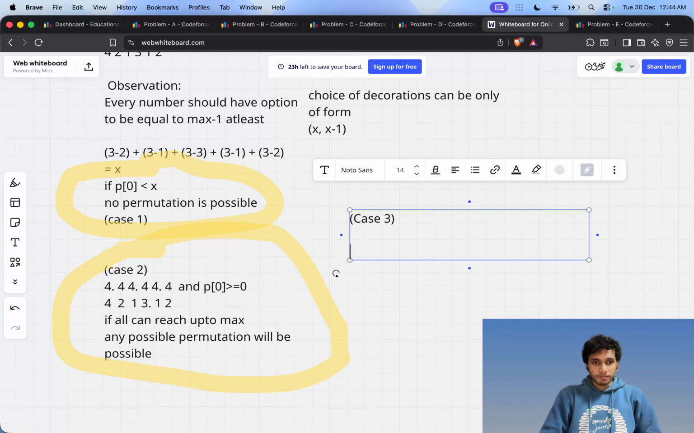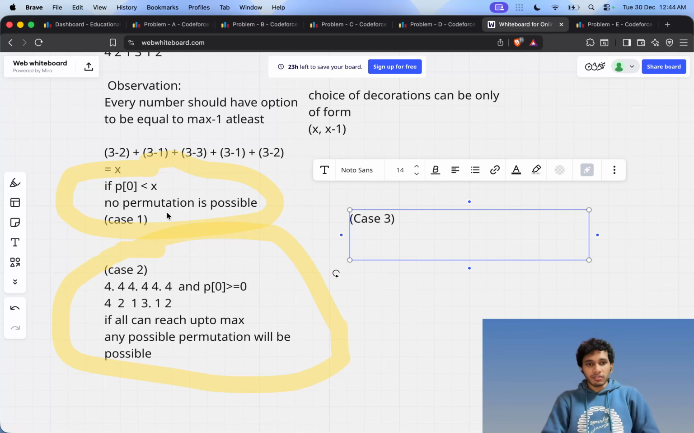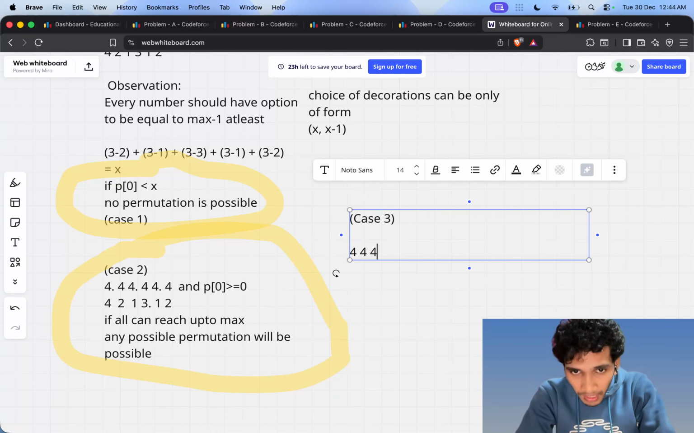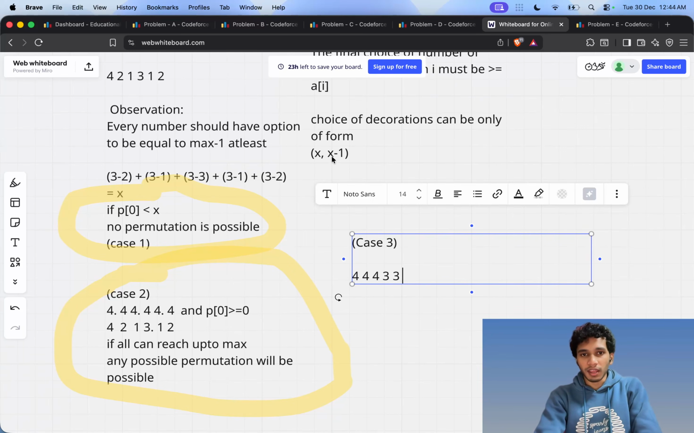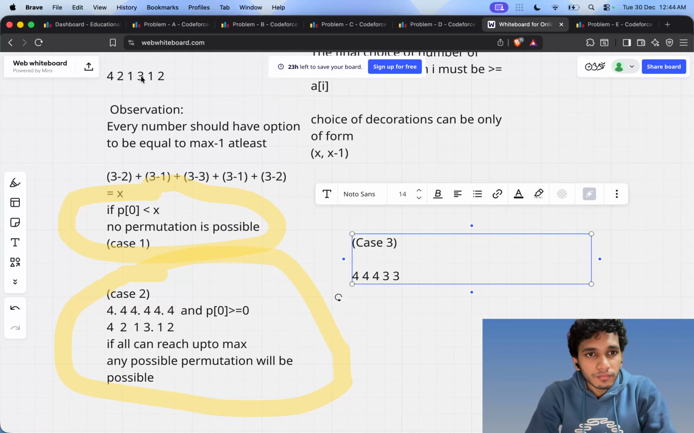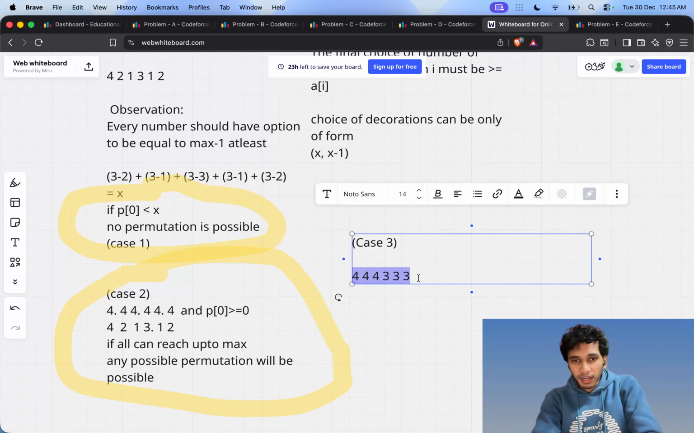What is case 3? We have analyzed the case where some cannot reach up till 3, and we have analyzed the case where all can reach up till 4. So the leftover case: some of them can reach 4, and some cannot reach 4, so they can reach 3. This is a possible permutation, because x and x minus 1 is a very much possible case. We have a total of 6 elements. So we are sure that the final choice of decorations will look like this.